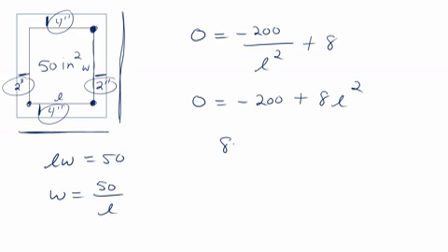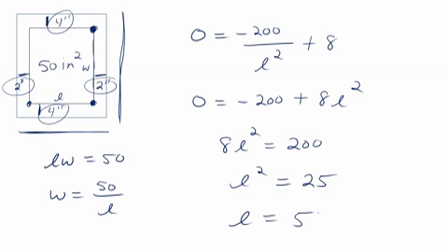This implies that 8L squared would equal 200. L squared is equal to 25. L is equal to plus or minus 5, but we need to throw the negative 5 out because the length of a poster cannot be negative. So we get an L value of 5. Now again, remember what L represents. L is the length of the print area. So let's first find the length and width of the print area. If L is equal to 5, then our width, W, would equal 10 inches.